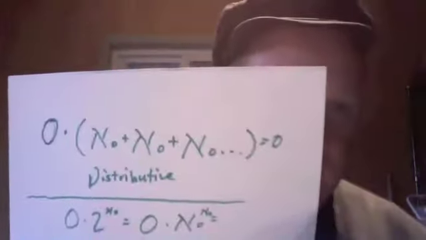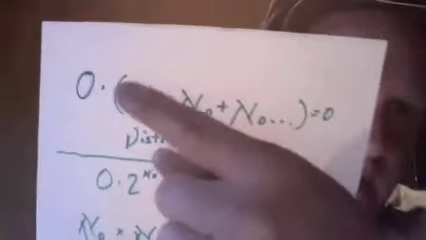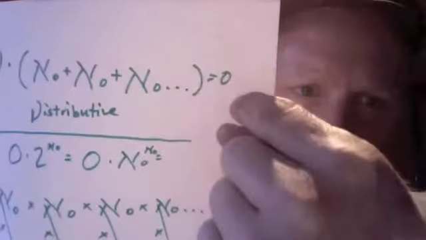Or your professor to call you nuts. But let's say you do accept it, and you have 0 times Aleph Nought is equal to 0. Let's say you just accept it. Let's see where it leads. Okay, 0 times any Aleph Nought is equal to 0.